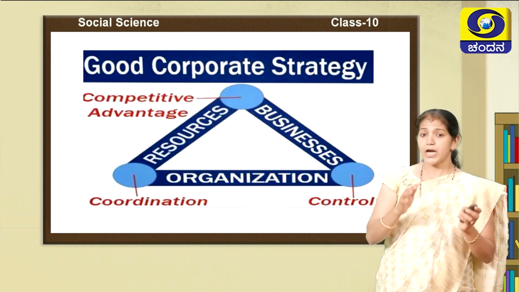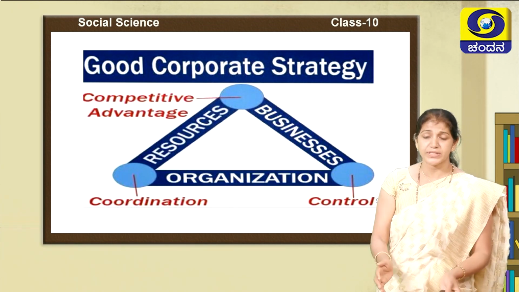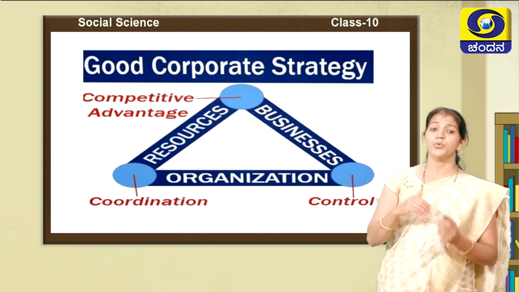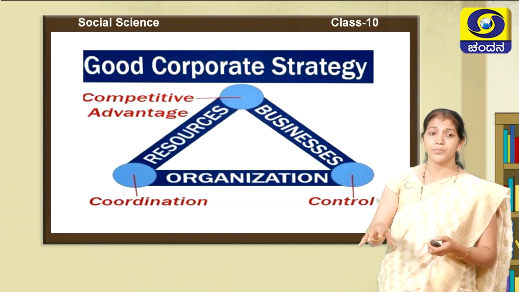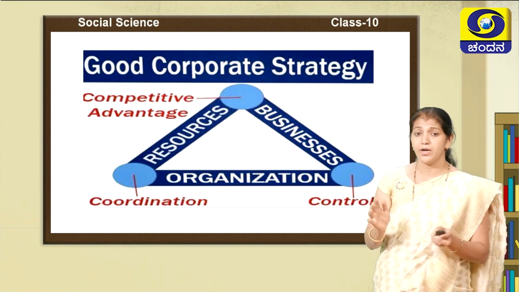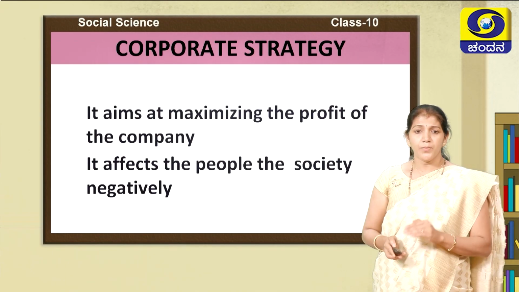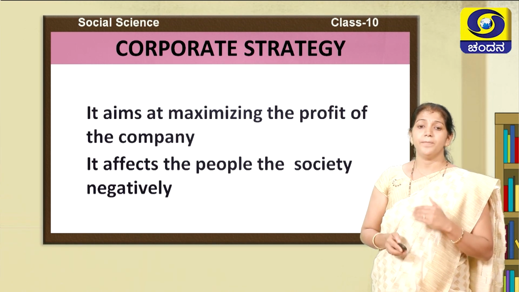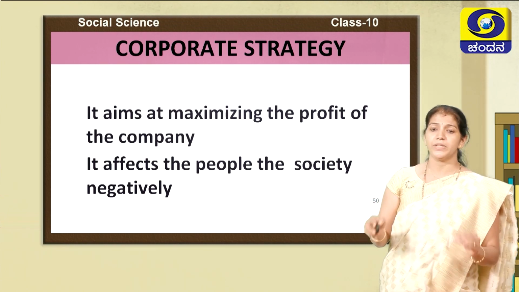They are planning good corporate strategies. They are planning for resources and organizations, creating their own business and getting more profit. They know how to advertise their companies, how to get more demand for the product, how to coordinate the business, and how to control the business. For each and everything, there should be a strategy or a plan. So the good corporate strategies are creating negativity in society. In return, they are getting more profit. The main aim of this corporate strategy is maximizing the profit of the company. The main intention of that corporate strategy is getting more profit from people.